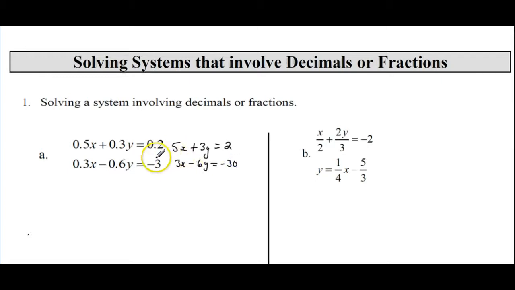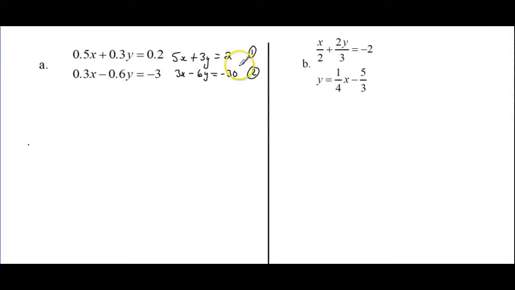The important thing here really is making sure that the right-hand side gets multiplied by 10. A lot of times we remember to get rid of the decimals on the left-hand side, we forget about the right-hand side. So this will be my new equation 1 and equation 2. We will solve this.